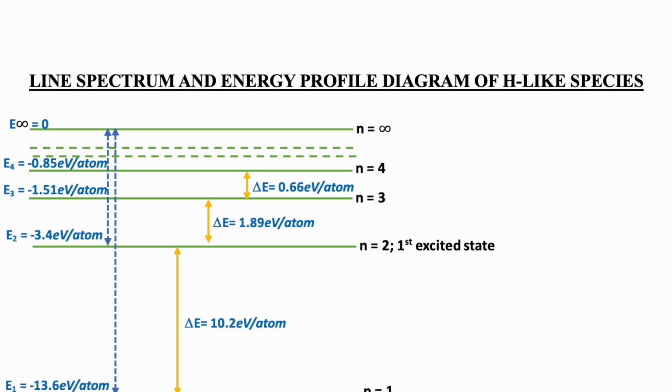So in short, what message do we get from here? That an exact amount of 10.2 electron volts per atom of energy will be required. Only then the photon will be absorbed and the excitation will take place.